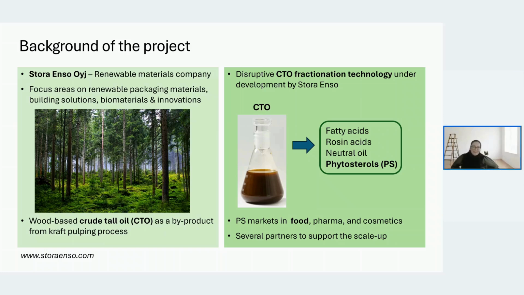Wood is the raw material that we use in our operations, and when we fractionate wood into its main components, those being cellulose, hemicellulose and lignin, we also get valuable byproducts, like crude tall oil and turpentine, for instance. Currently, we are selling this crude tall oil stream as a product. But of course, as a company, we want to constantly investigate whether we can do more out of our valuable raw materials. And we have been investigating disruptive CTO fractionation technology.